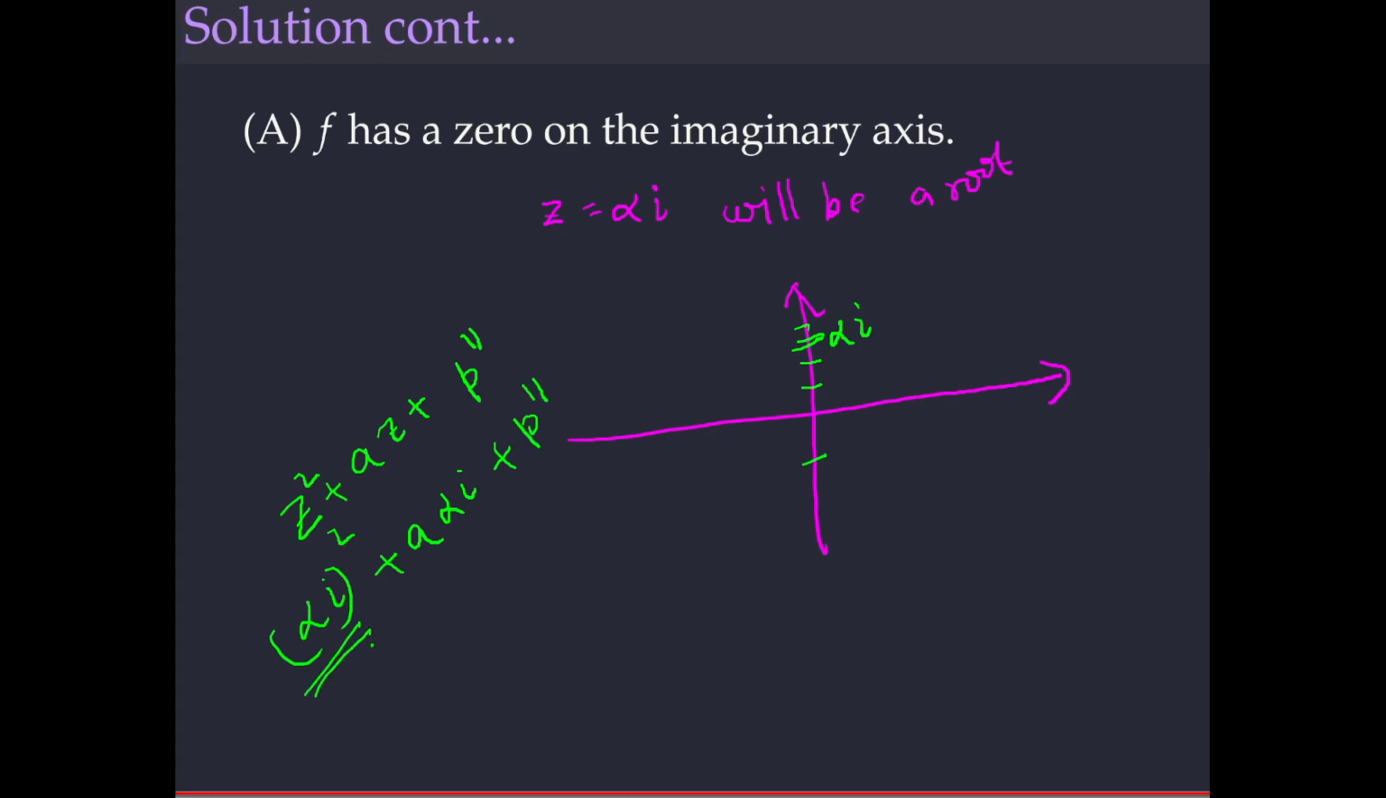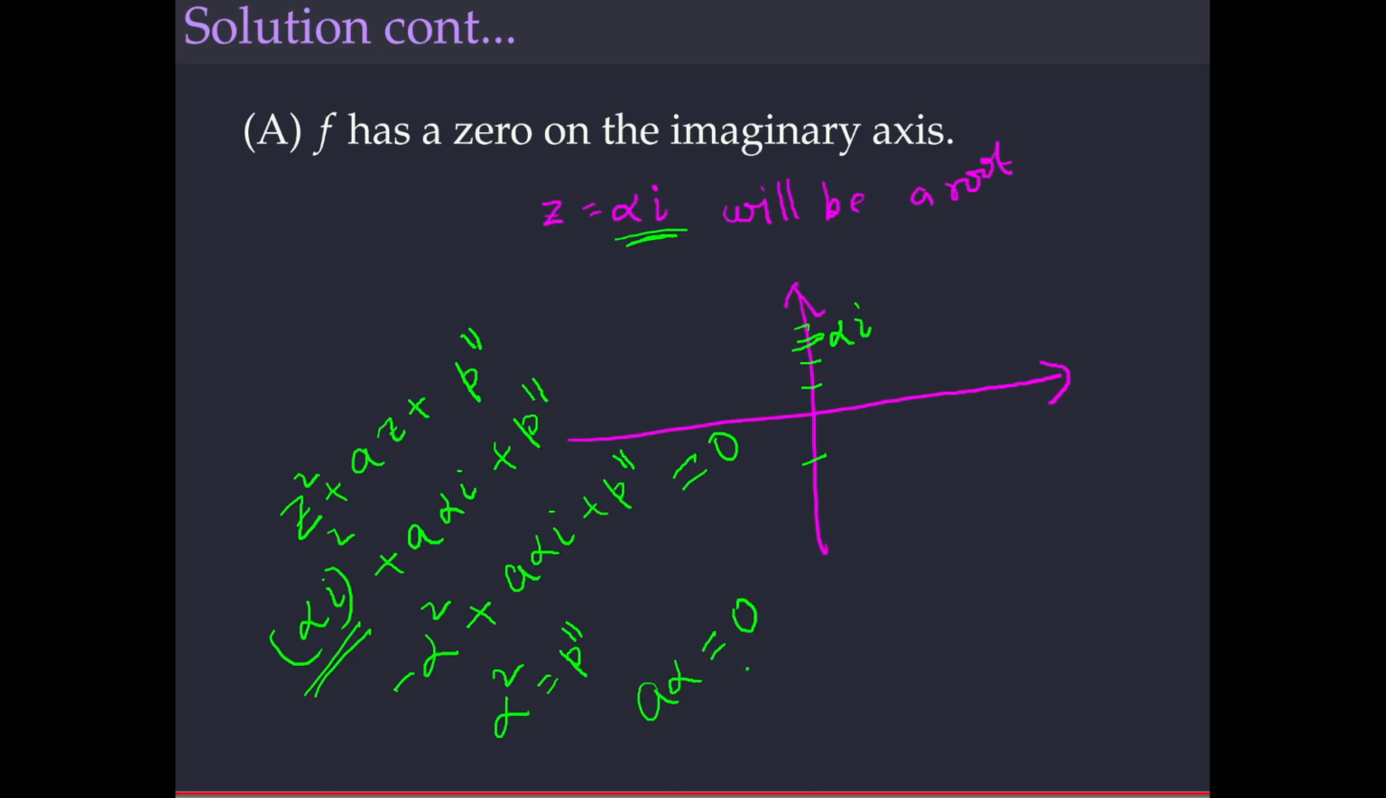What is this? i square is minus 1. So this is minus alpha square plus a alpha i plus p to the 11, and this is equal to 0, because I'm assuming that alpha is a root. But this is a 0, and this is a complex number. So it means that alpha square equals p to the 11 and a alpha equals 0.